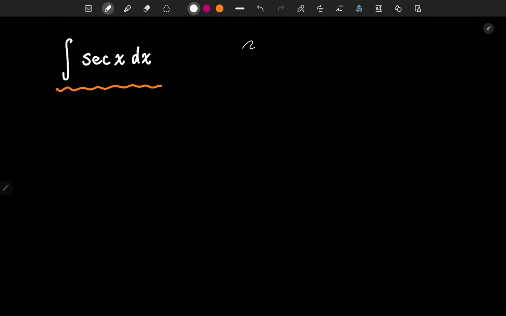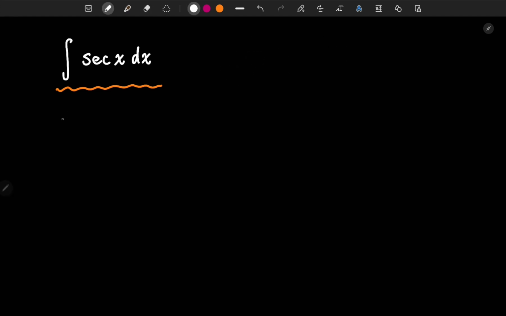You might think to change the format of secant x to the integral of 1 over cosine x dx. But again, it presents the same type of challenge. It doesn't really simplify the question further. So what should we do in this case?